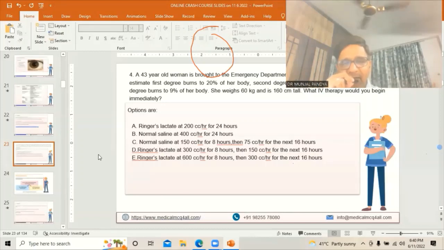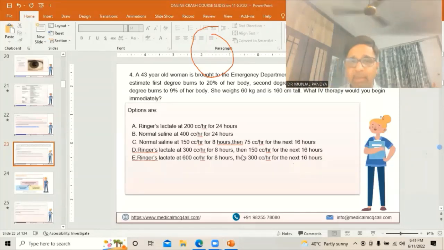Options are: Ringer's lactate 200 ml per hour for 24 hours; normal saline 400 cc per hour for 24 hours; normal saline 150 for 8 hours, then 75 for 16 hours; RL 300 for 8 hours and 150 for the next 16 hours; RL 600 per hour for 8 hours, then after 8 hours 300 cc for the next 16 hours. So just think over it.